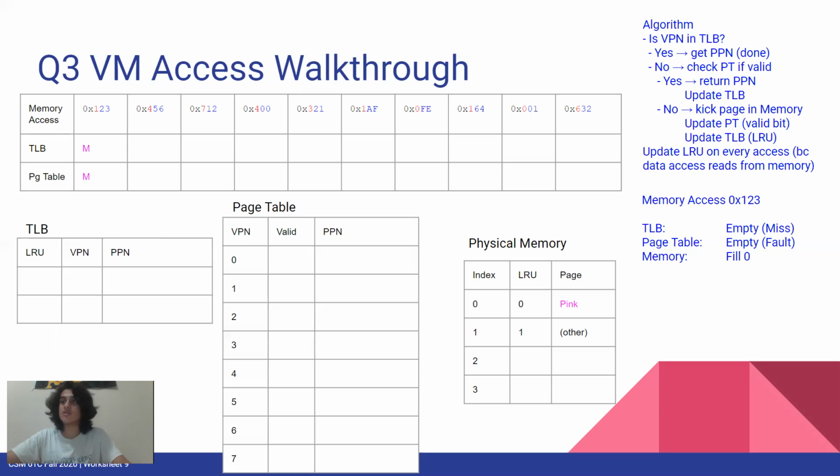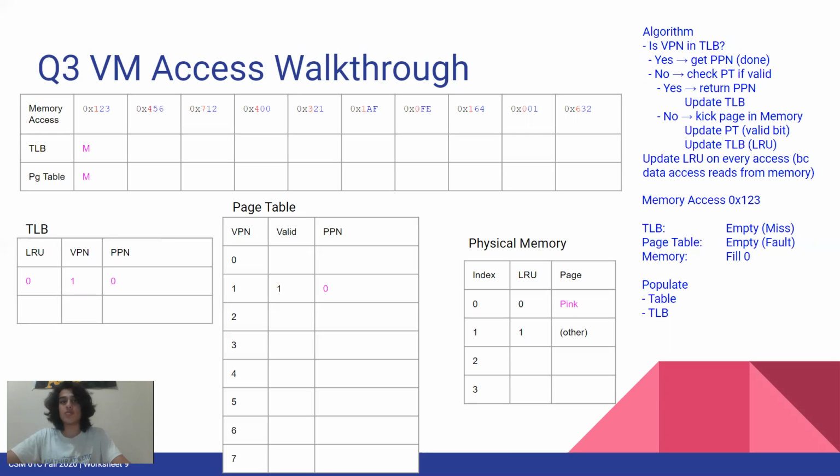Yeah. So our first memory access is 1, 2, 3. There's nothing in our TLB or page table, so it's going to be a TLB miss and a page fault. So then we grab our data from our memory, and then we populate our TLB and page table so that we have hits. So our VPN is 1. Our PPN is 0, because our PPN is given by the bits as described last time.